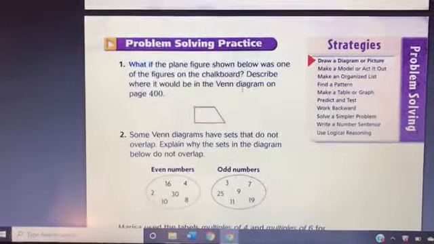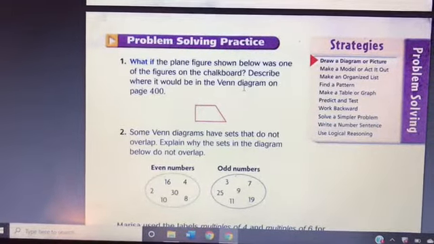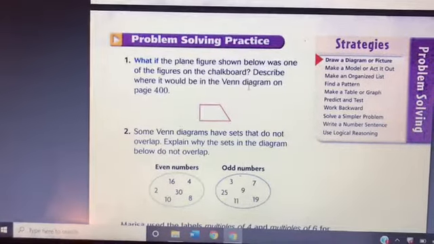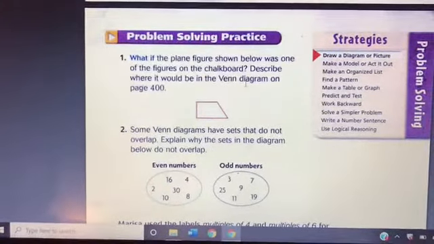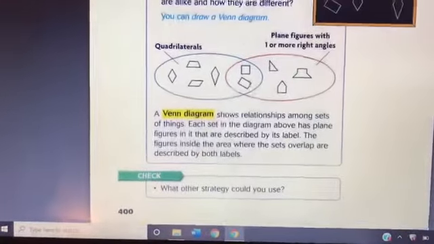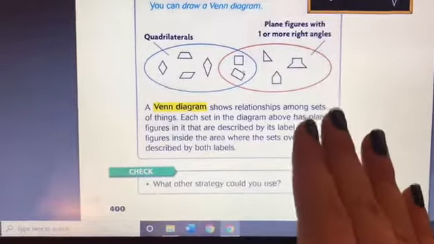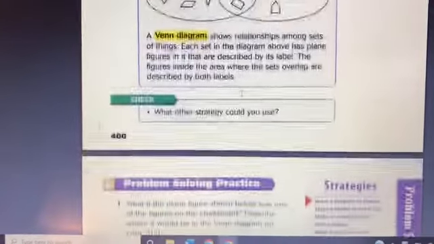Number 1 says, what if the plane figure shown below was one of the figures on the chalkboard? Describe where it would be on the Venn diagram on page 400. So let's look at our Venn diagram up here, and we have quadrilaterals, which have 4 sides, and plane figures with 1 or more right angles.